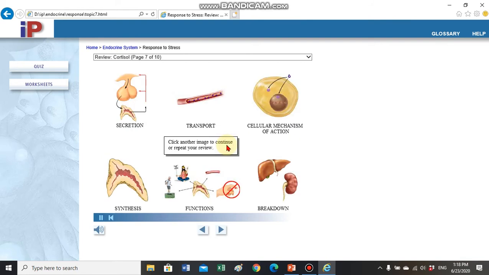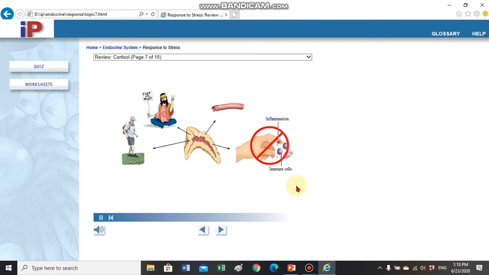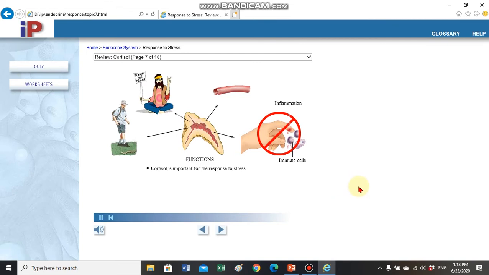The function of the cortisol. Cortisol is important in the body's response to stress. It is key among the many hormones involved in controlling metabolic fuels. It ensures an adequate supply of glucose and fatty acids during times of stress when a person has not eaten.